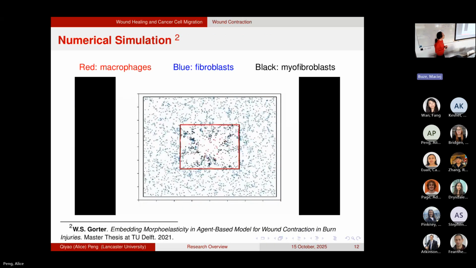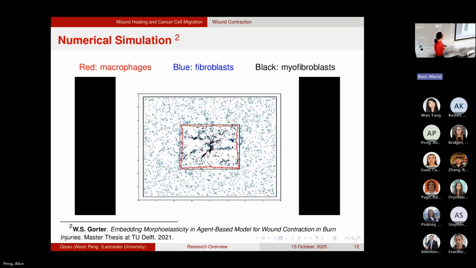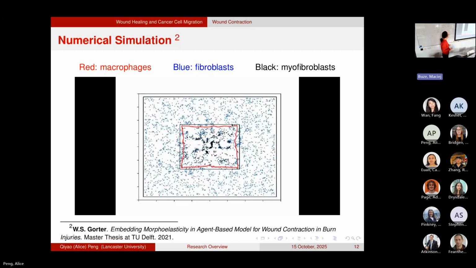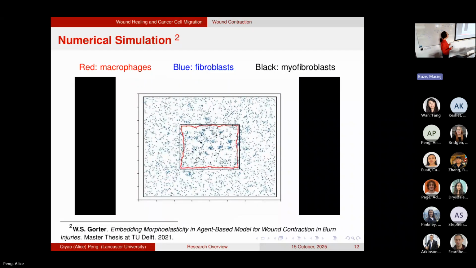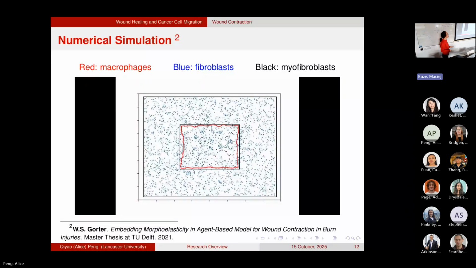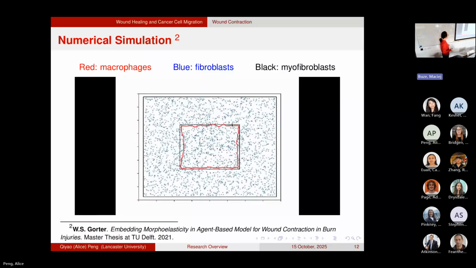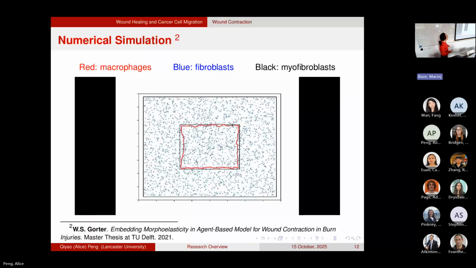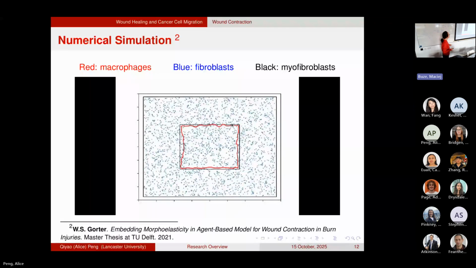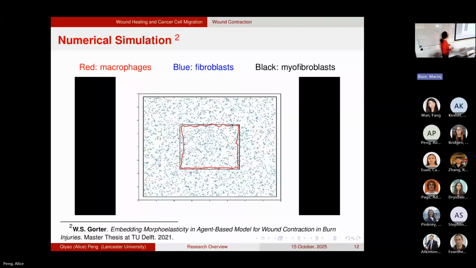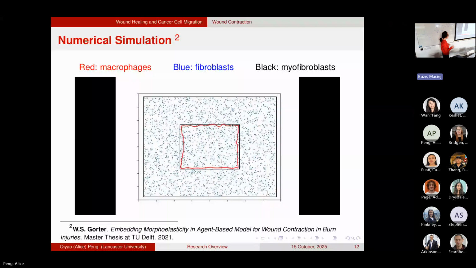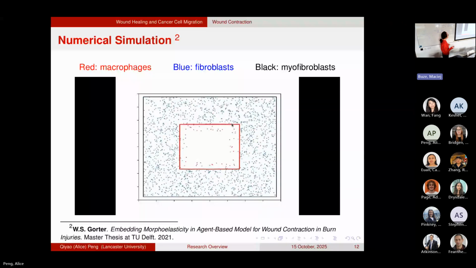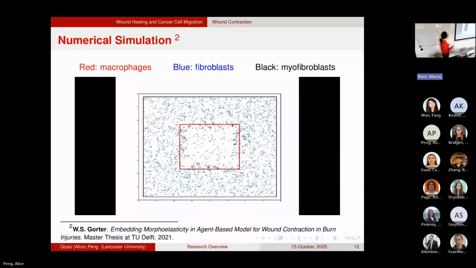Yes, thanks to my master's student, Wilbur Horton. He transferred all the model from Python to C++. With his work, we are now able to model around 3,000 or 4,000 cells. And as you can see, the wound area will contract first.